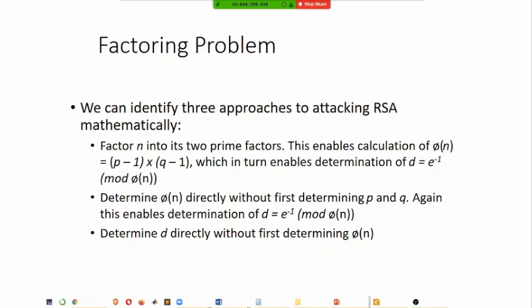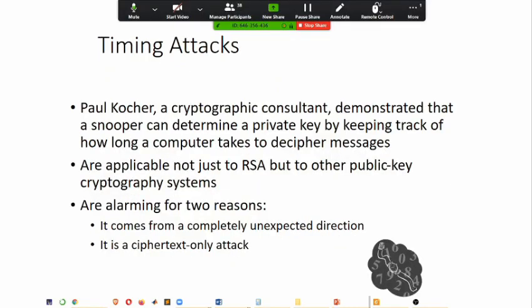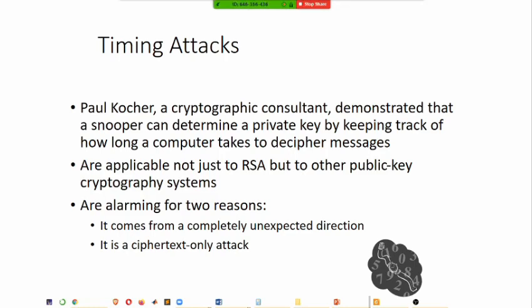Like we did earlier in class, I give you the number 187 and ask you to find its factors. You saw that it takes a little bit of time. So that is one method. Go ahead and factorize n, find the prime factors, and then you get phi of n. And if you get phi of n easily, things are done. So timing attack is another kind of attack which can be done. Now timing attack is when people try and watch what kind of time it takes for a message to be decrypted and encrypted.